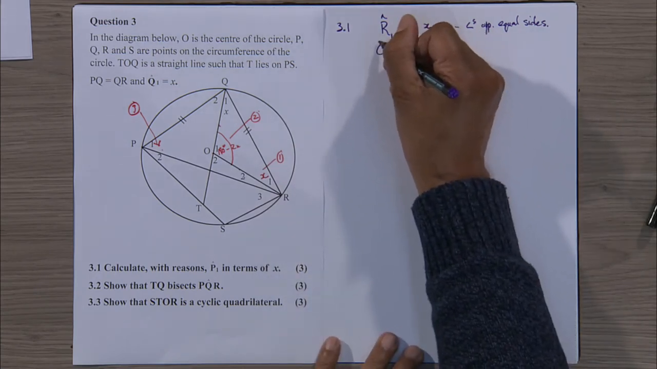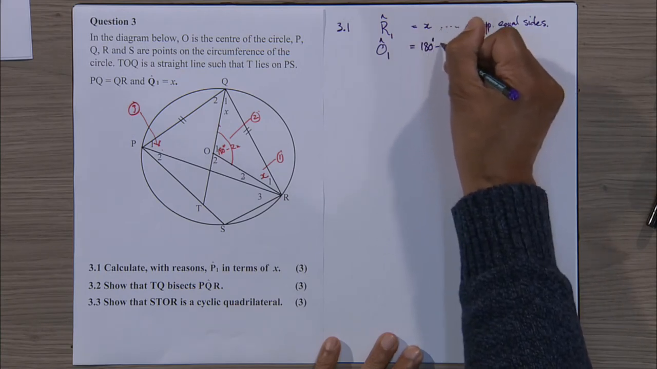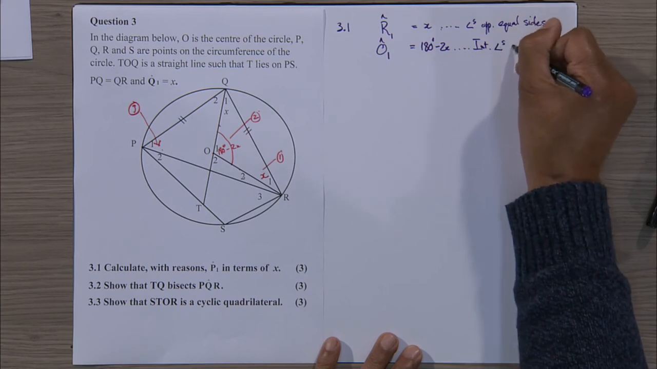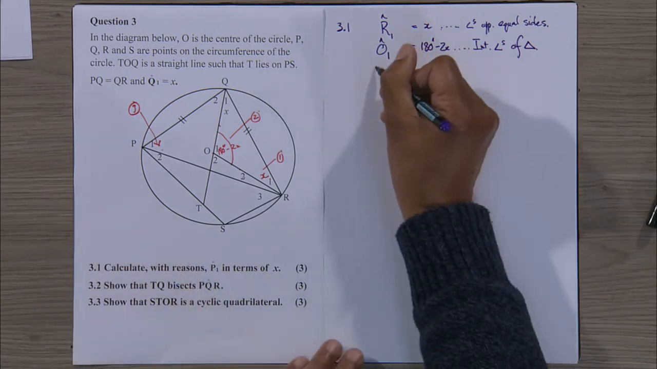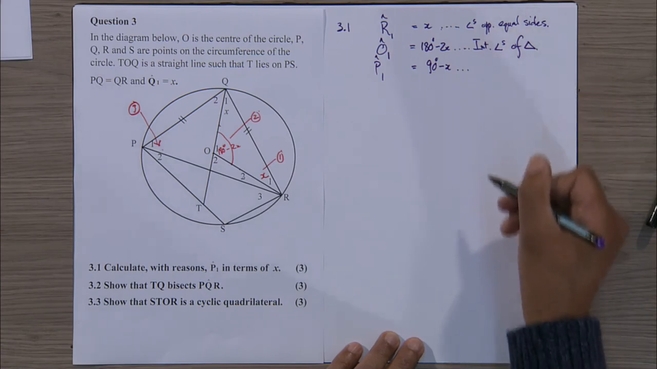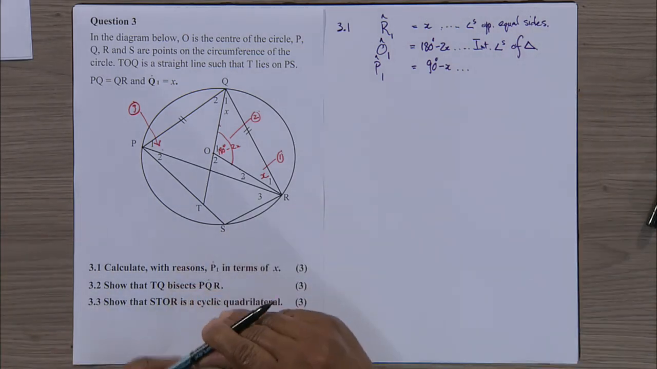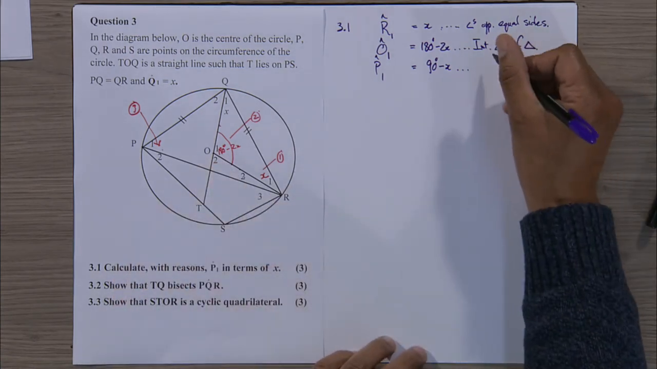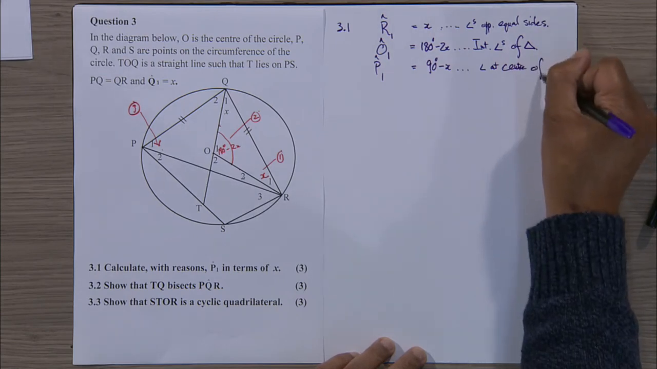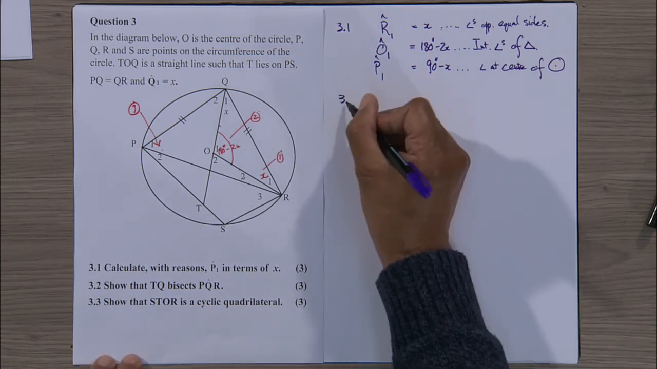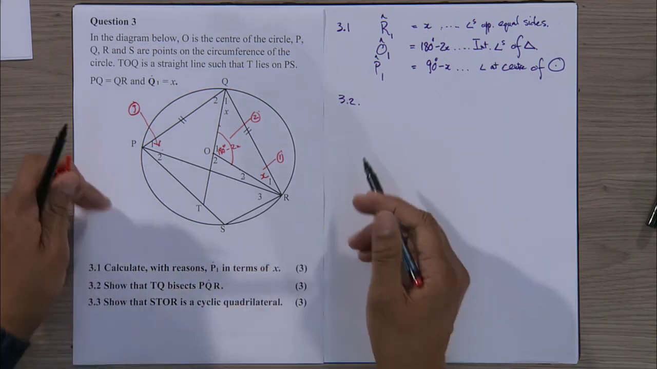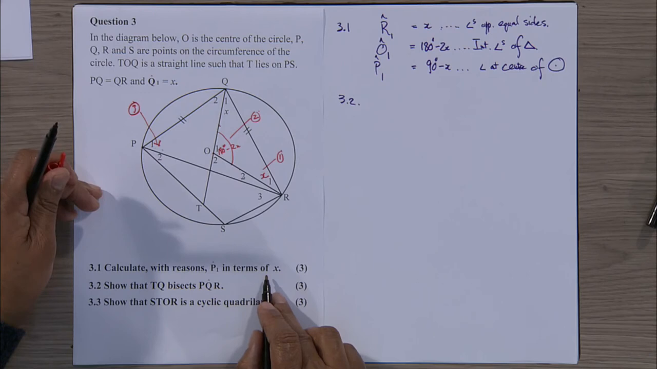Then I went and said that O1 is equal to 180 degrees minus 2x. Why did I say that? Because of the interior angles of the triangle. Then I went and said that, therefore, the angle P1 is equal to 90 degrees minus x, and that is the theorem that said the angle at the center of the circle. This question asks us to show something, unlike the previous one where we had calculations. This was in terms of x.